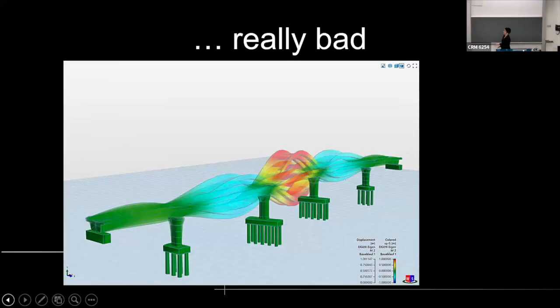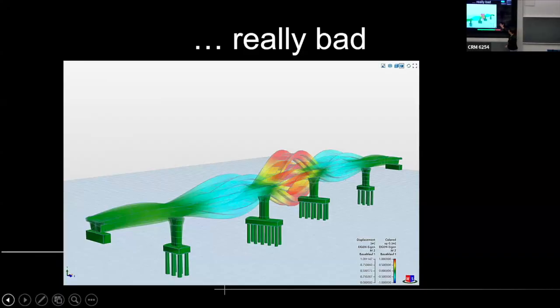It can be really, really bad. So here's a bridge, and here's a standing wave that you can compute or artistically depict. What you really don't want is to design a structure so that when people are going over it or when the wind's blowing, you excite a mode like that. That would be bad.